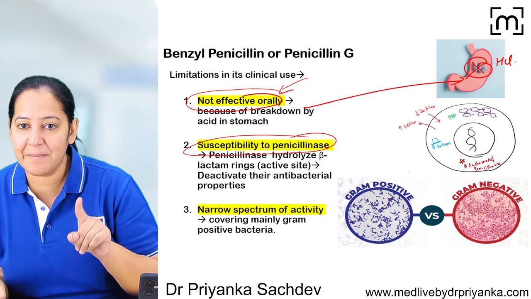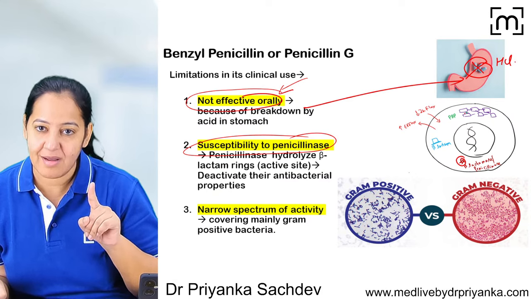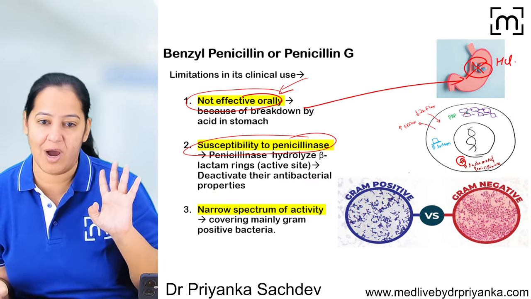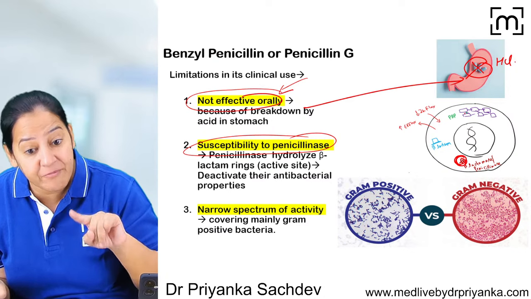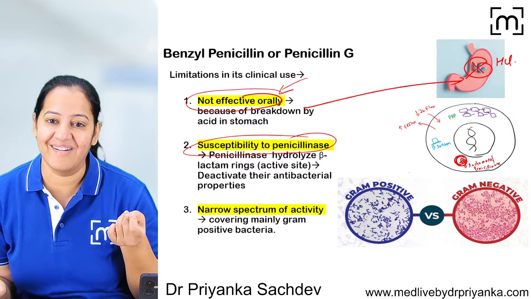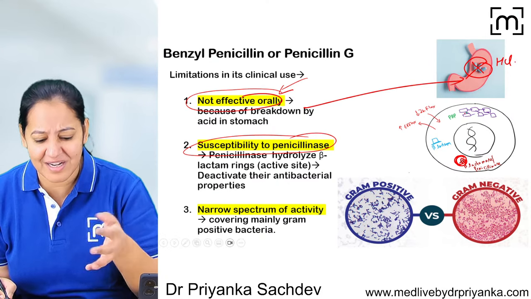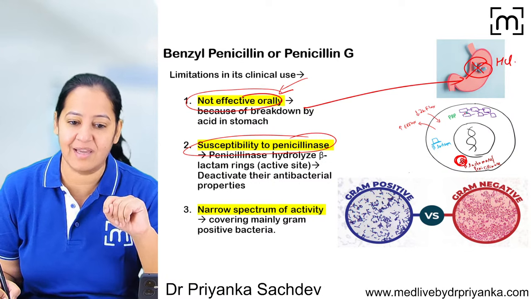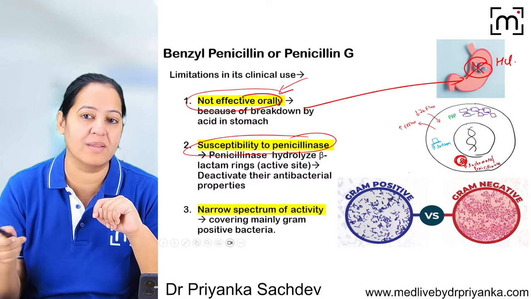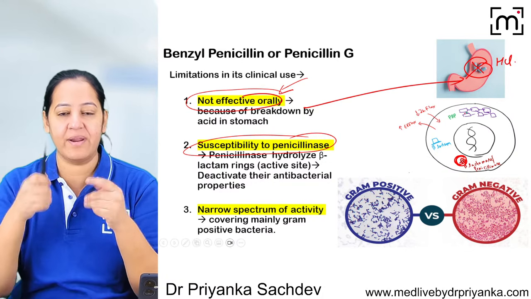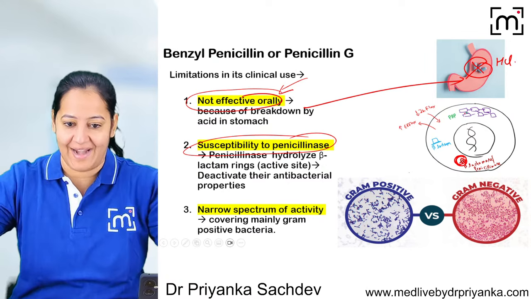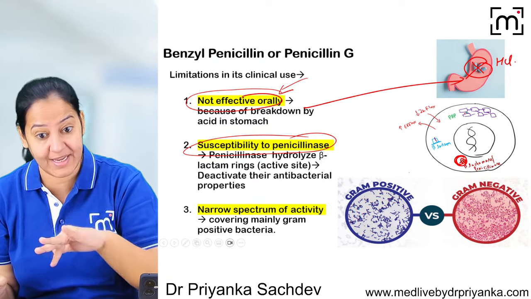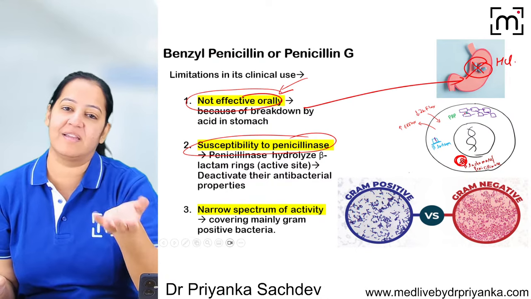The enzyme is already made and waiting. All the bacteria in this world, whatever bacteria you say, gram positive, gram negative, cocci, bacilli, they all have the enzyme for the natural penicillin. Because it is the first antibiotic discovered, all the bacteria know that this is an antibiotic. So they keep preparation ready, they keep a stick ready. I call the enzyme the danda. As soon as it is entering inside, just break the ring, hit it with the stick and break it. Before the antibiotic kills, we will kill the natural penicillin.